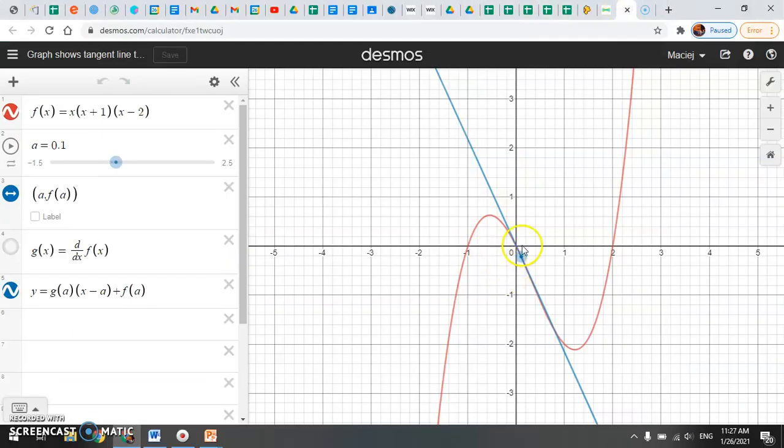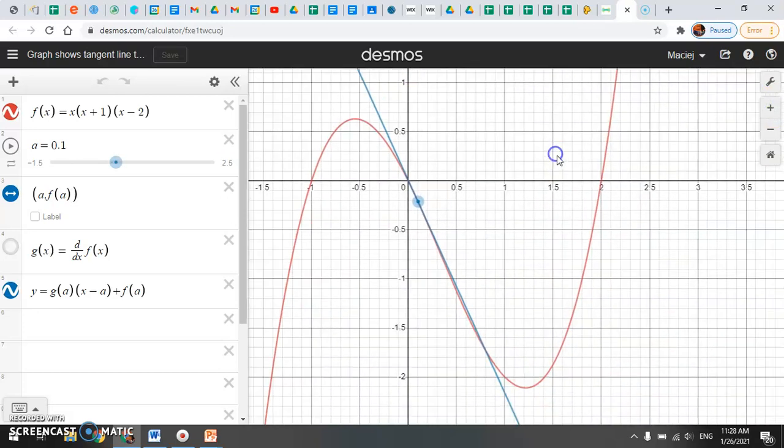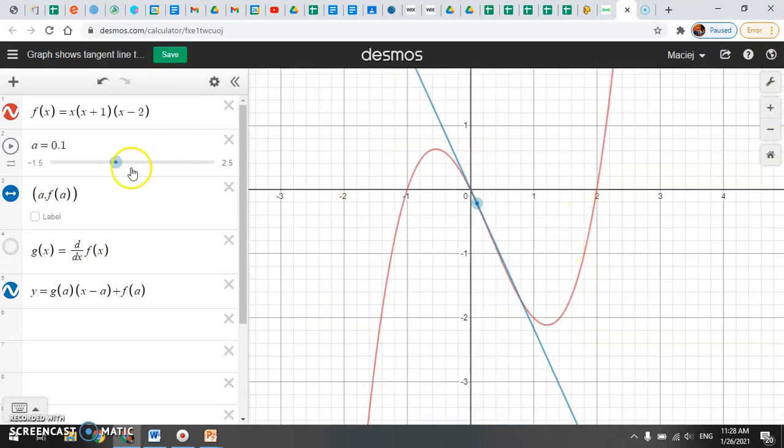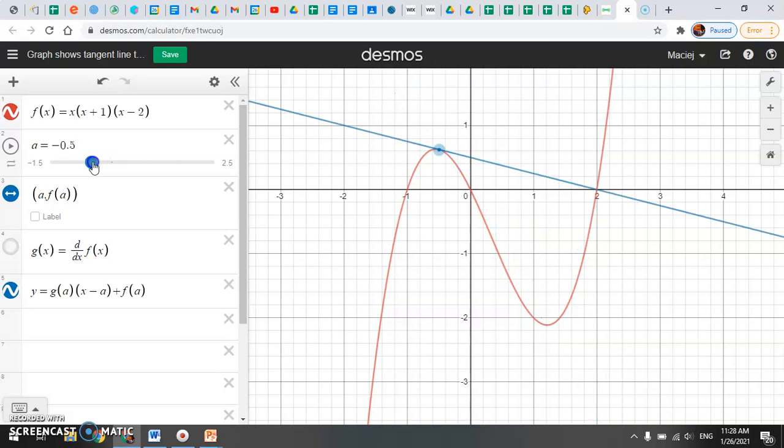So here in Desmos, I have this curve and a slider. When I move the slider, it's going to move this location. As the location changes, we're going to see a different tangent line or a different slope at that location. Notice, first the function is very steep, and the tangent lines show us that. Very big slope, very big positive slope, right?